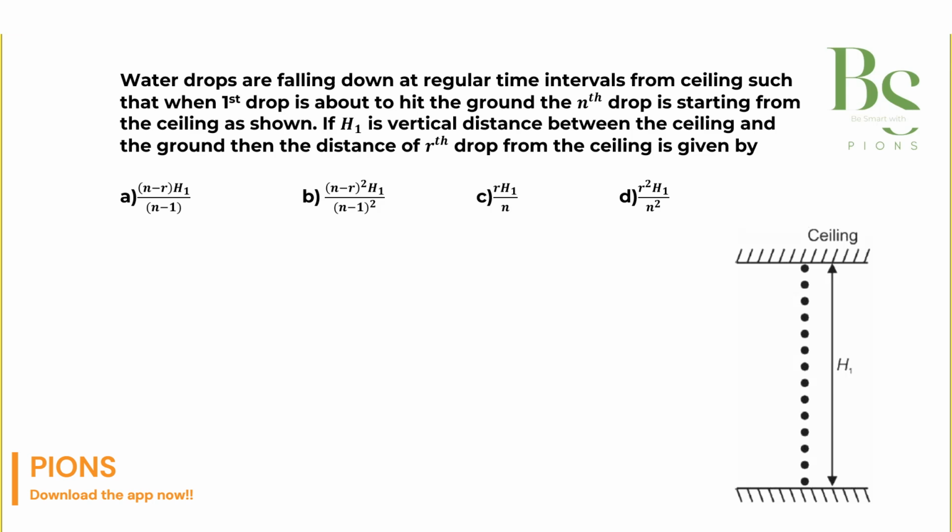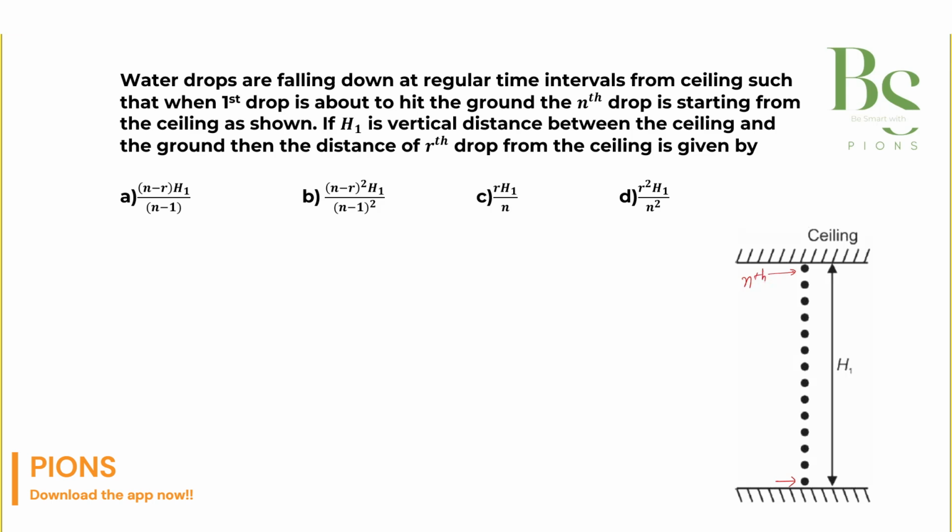Let's break this question. This is quite a beautiful problem, because there are a lot of concepts applicable here, so we have to focus on individual things very carefully. The question says these are water drops continuously falling down, and when the first drop hits the ground, the nth drop has started falling, right?